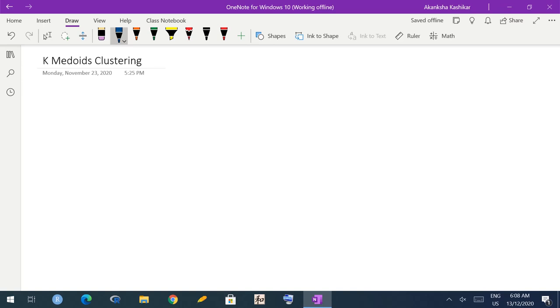Hello everyone. So today we'll be discussing K-Medoids clustering. All of us have studied K-means clustering, and K-means clustering does have some advantages over hierarchical clustering. For example, it is computationally less taxing, less intensive.